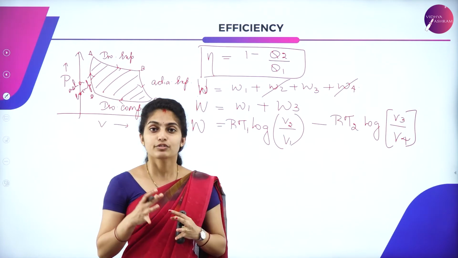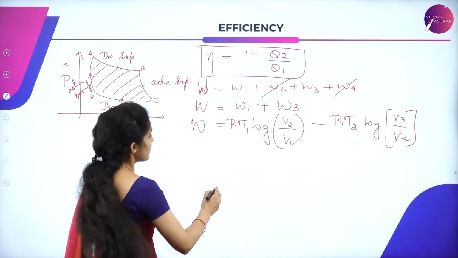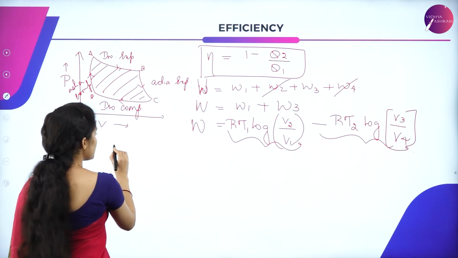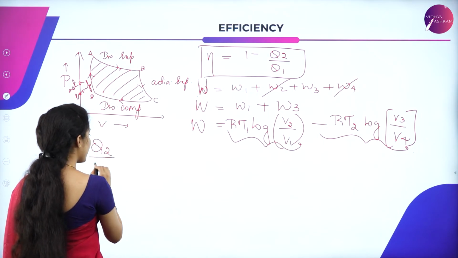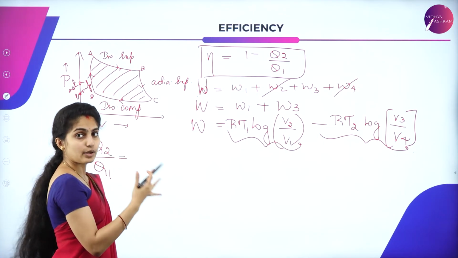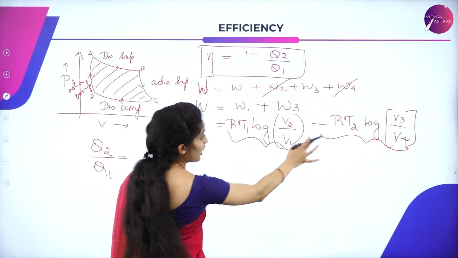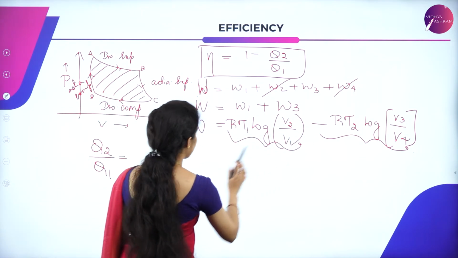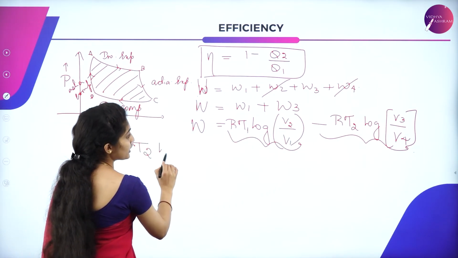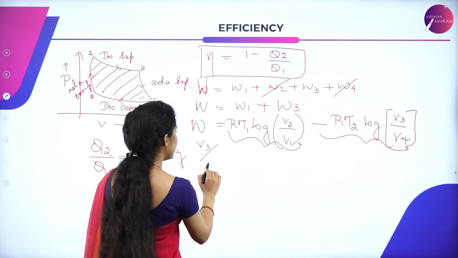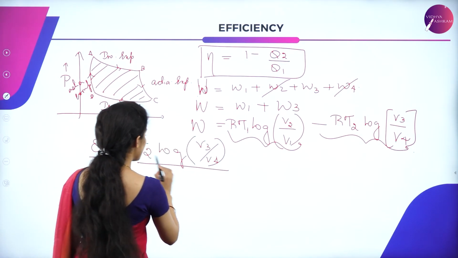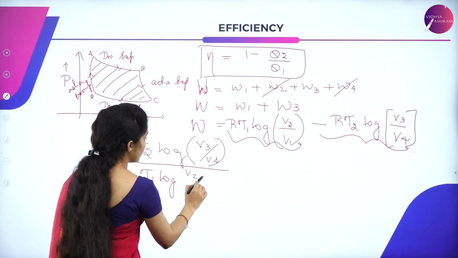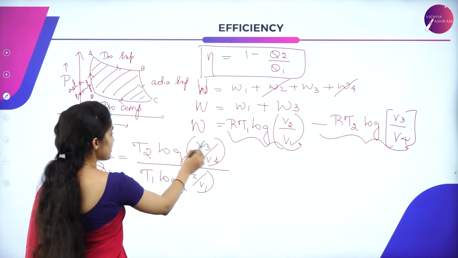From equations 3 and 1, we can write the heat supplied Q2 divided by Q1, that is the heat during the second condition, as RT2 log V3 by V4. The R and R get cancelled, so what remains is T2 log V3 by V4, and we have the condition for Q1 given as T1 log V2 by V1, where R and R get cancelled. So we have this condition.